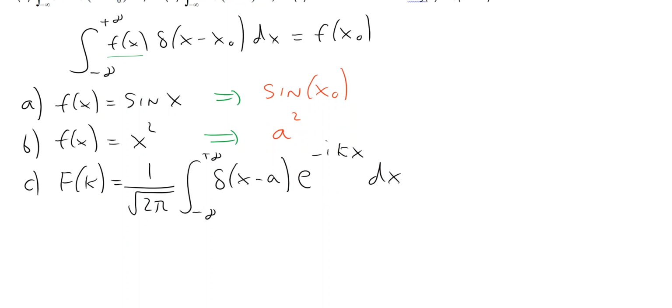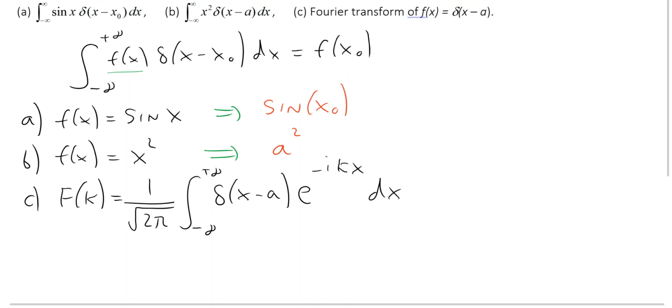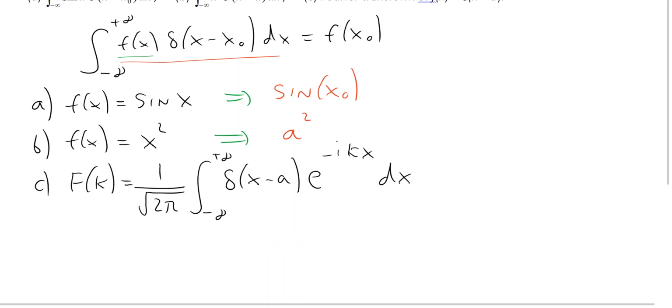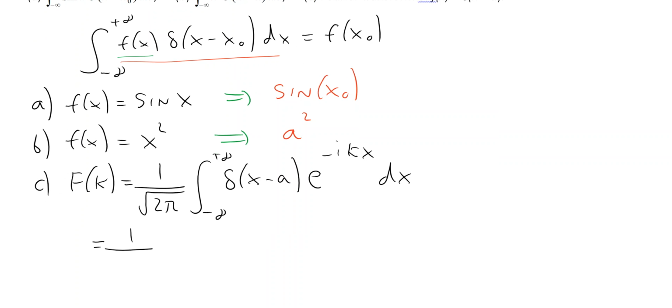Although we're now taking the Fourier transform, we can see that the integral is essentially the one in our example up there. In this case, f of x is the complex exponential. And so when we evaluate this integral, we get 1 divided by the square root of 2 pi, the prefactor, nothing happens to that. And then we get the complex exponential evaluated where the delta function is not equal to 0. In this case, when x is equal to a.